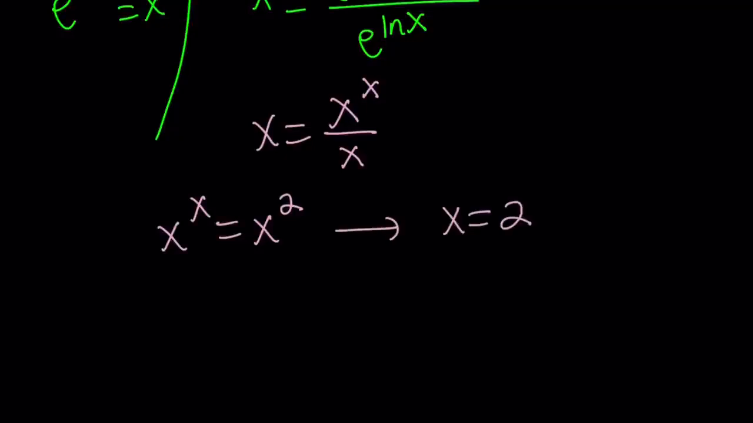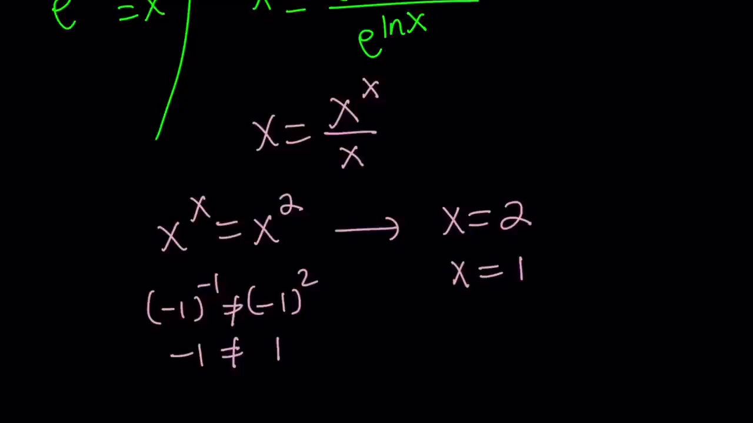But that's not the only possible solution of this equation, because when you have x at the base, that means 1 can also work. And we see that x equals 1 works for this equation at least. How about negative 1? Well, let's go ahead and test it out. Negative 1 to the power negative 1 is negative 1, but negative 1 squared does not equal negative 1. So these two are not equal. Therefore, x equals negative 1 is not the solution. But we had to check that.